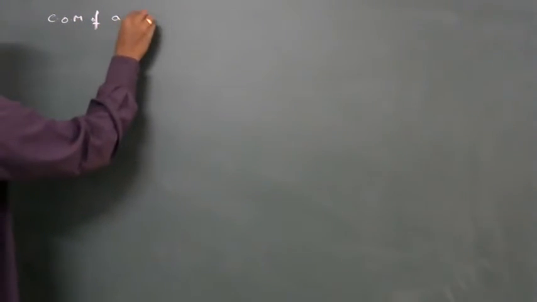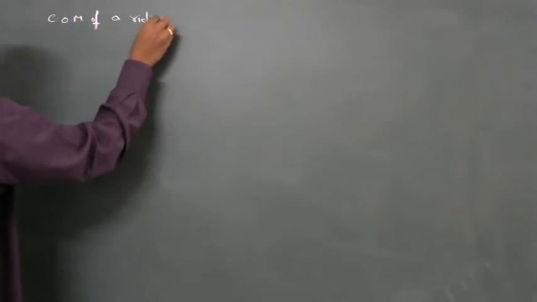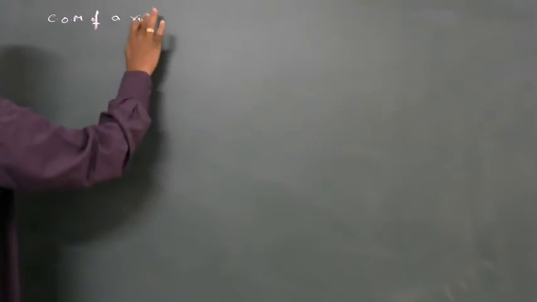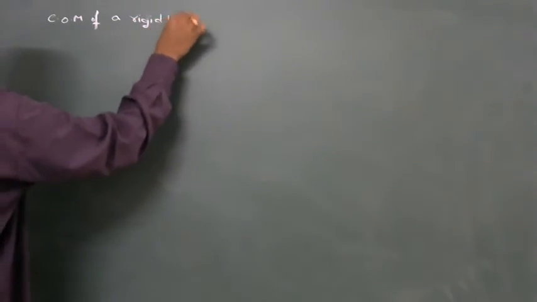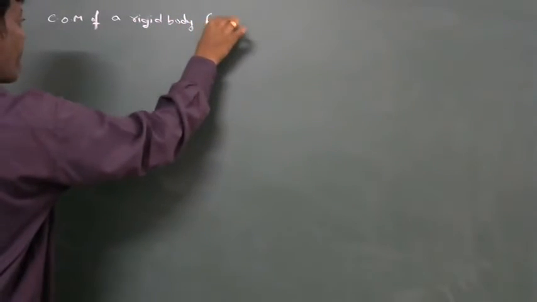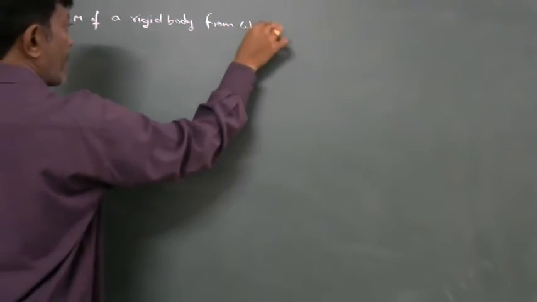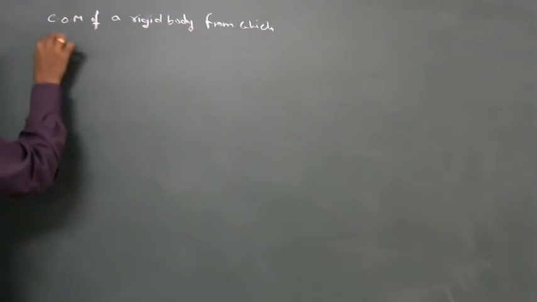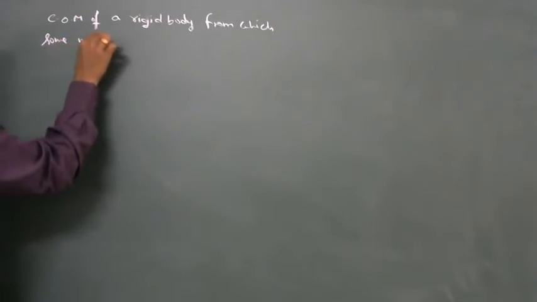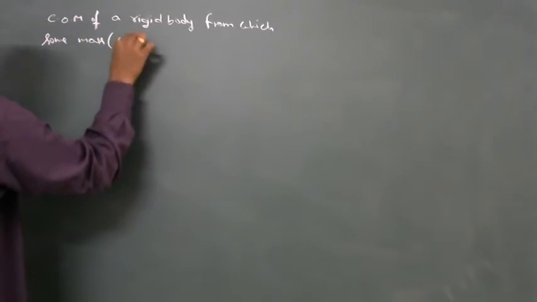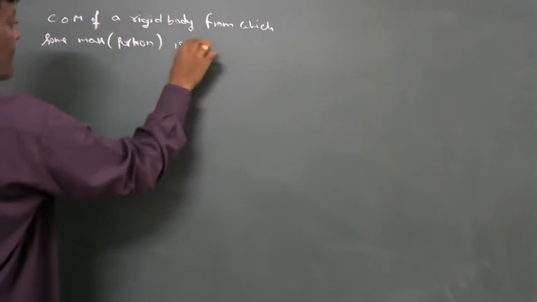Next important concept is center of mass of a rigid body from which some mass is removed. Some portion is removed.